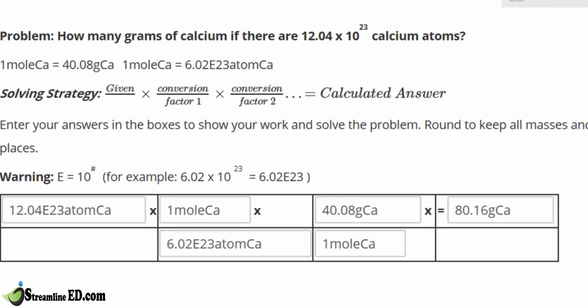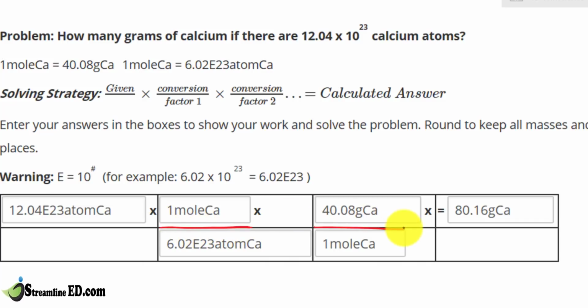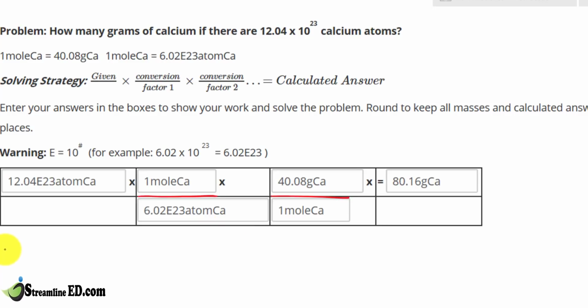Now let's look at how we are going to write this on our paper. Remember, the conversion factor is just a fraction. So we have 12.04. In this case, I'm not going to write E, but I'm going to try to write times 10 to the something, just to change the writing a little bit. So see that E right there? Times 10 to the 23rd atoms of calcium. On a computer, we type E, but on paper, you can write any way you like.